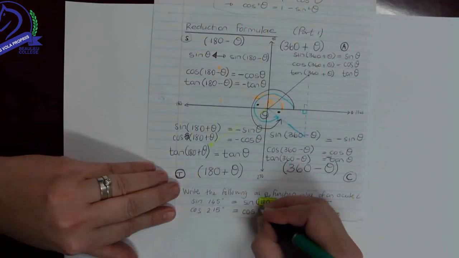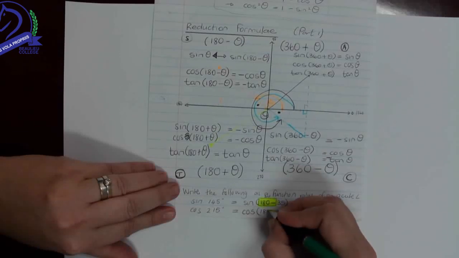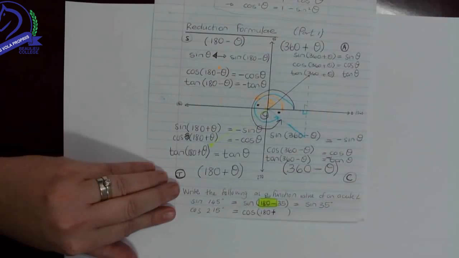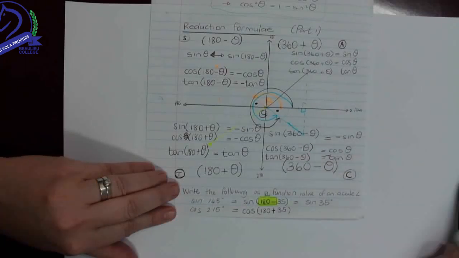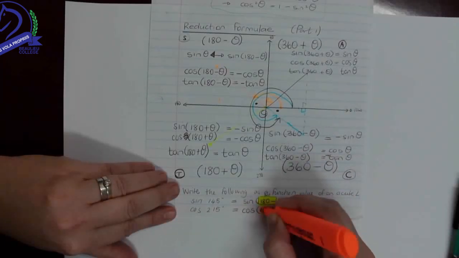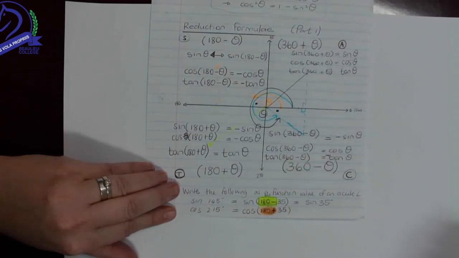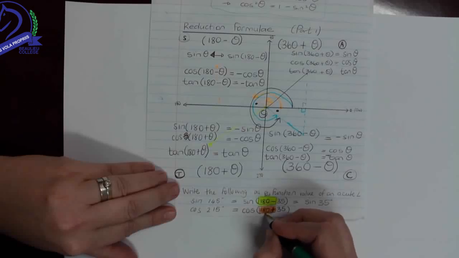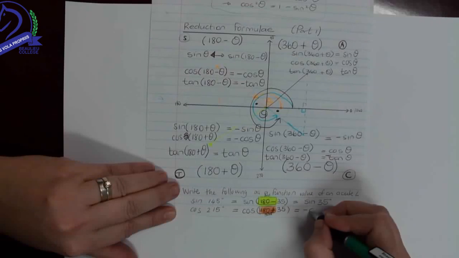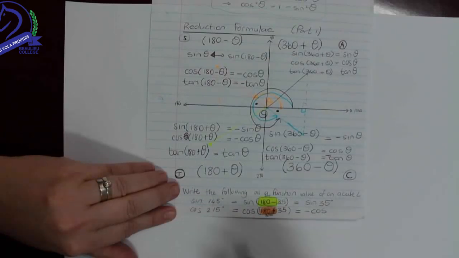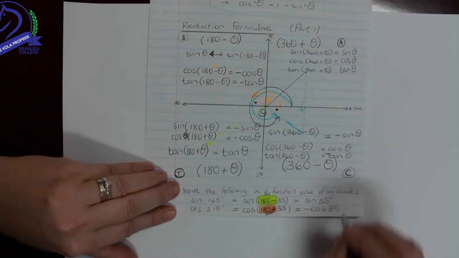So how did I get 215? I said 180 plus. Okay, so 180 plus what is 215? It is going to be 35. Now, what is the 180 telling you? In which quadrant I am busy? So 180 is in the third quadrant. What do I know about cos in the third quadrant? In the third quadrant, cos is negative, and I only write the acute angle.